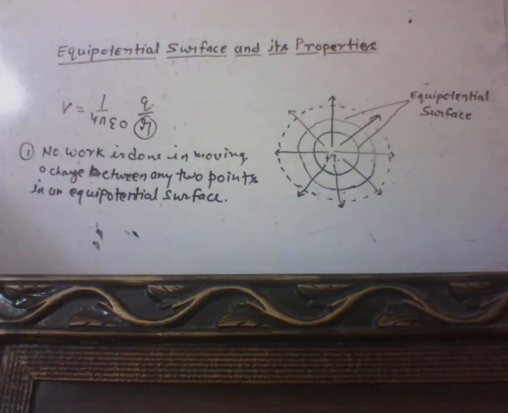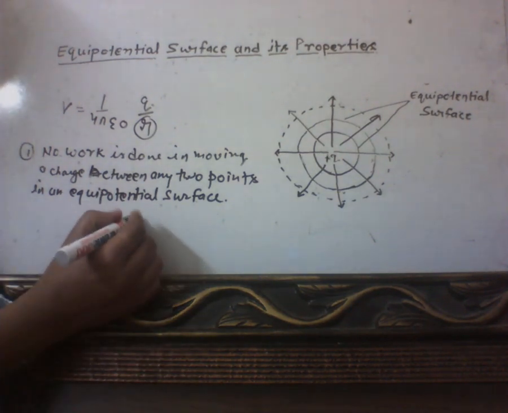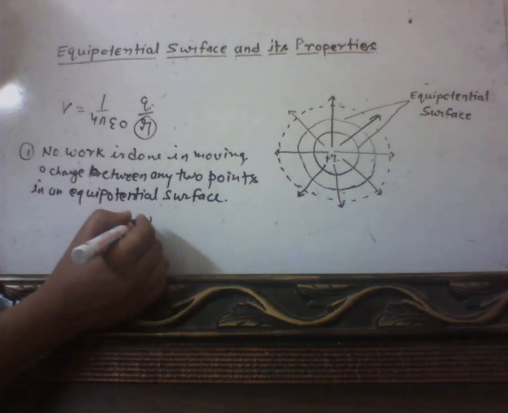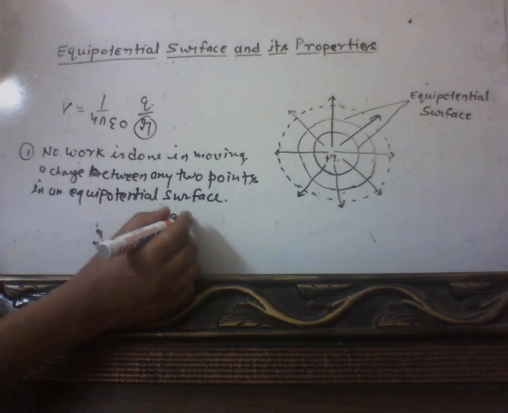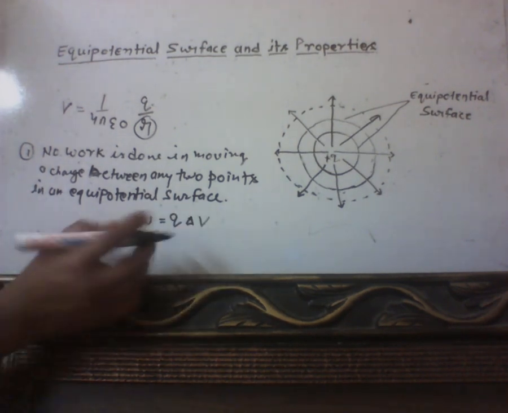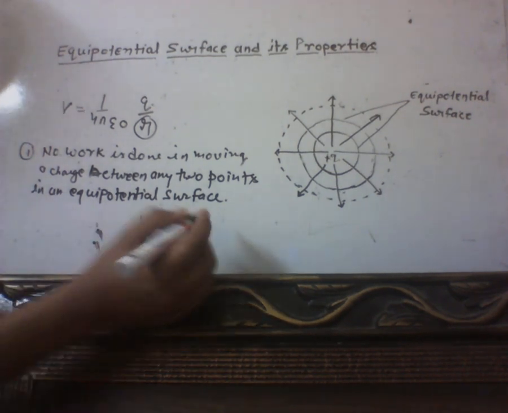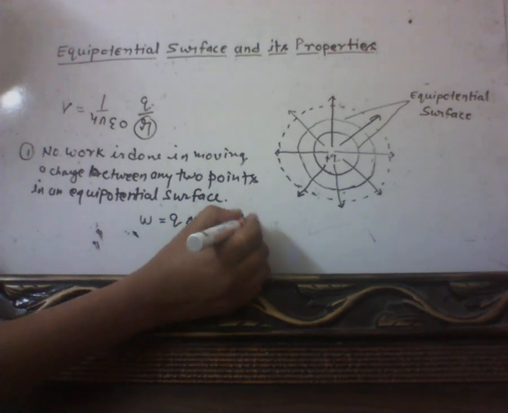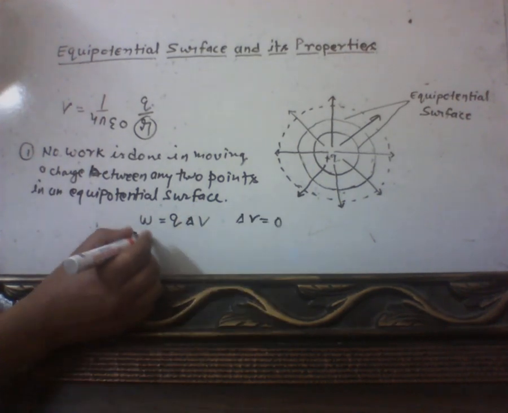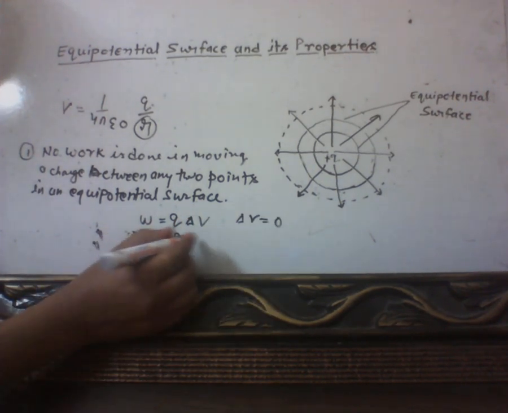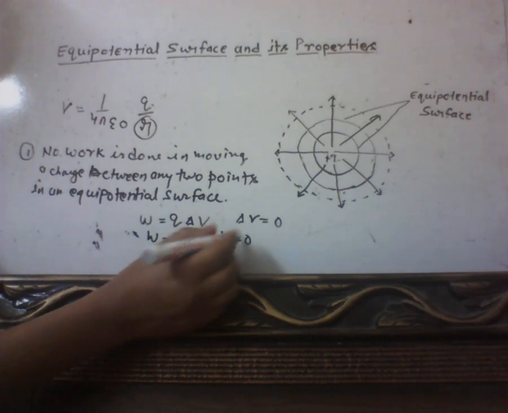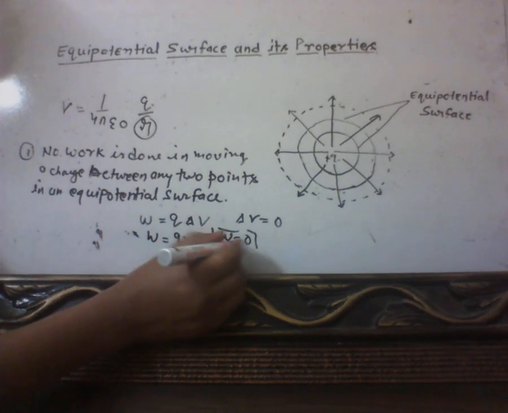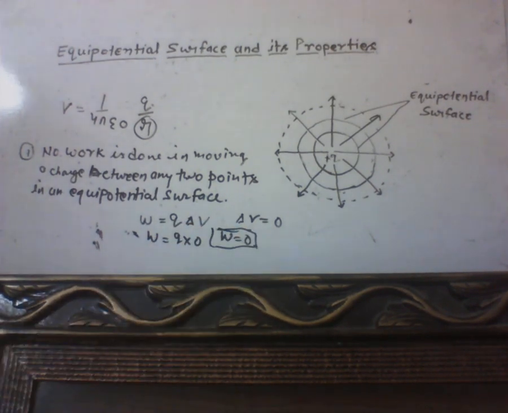This is so because the potential difference between any 2 points on the surface is 0. As we know, W is equal to Q delta V, but here the potential is the same, so the value of delta V is equal to 0, meaning W is equal to Q into 0, or W is equal to 0. This is the first property of an equipotential surface.